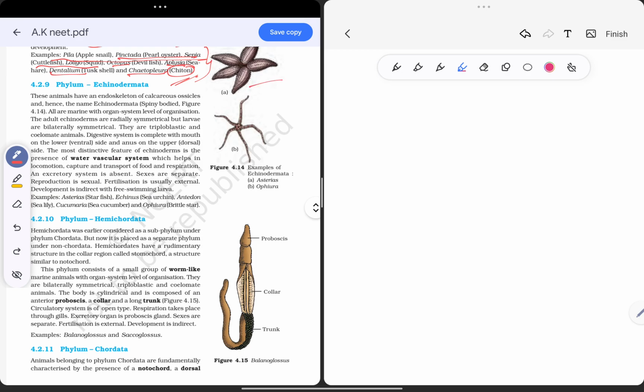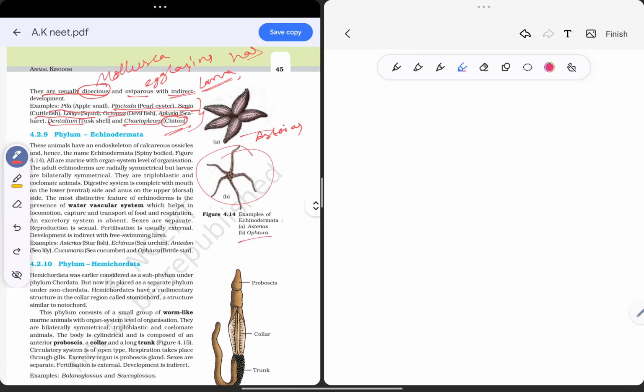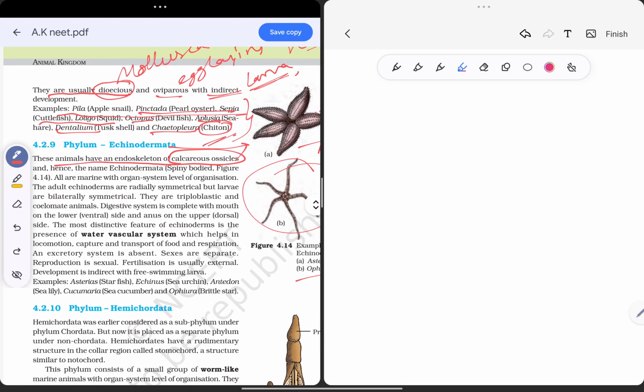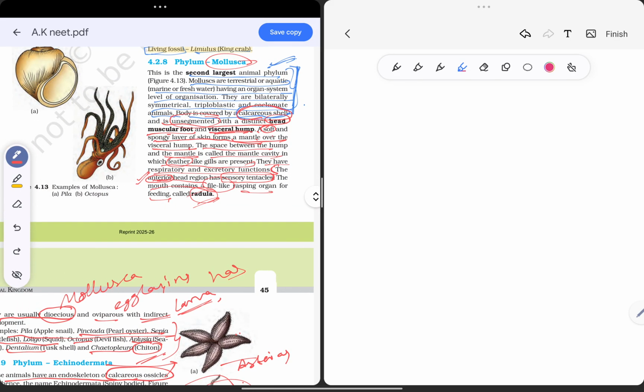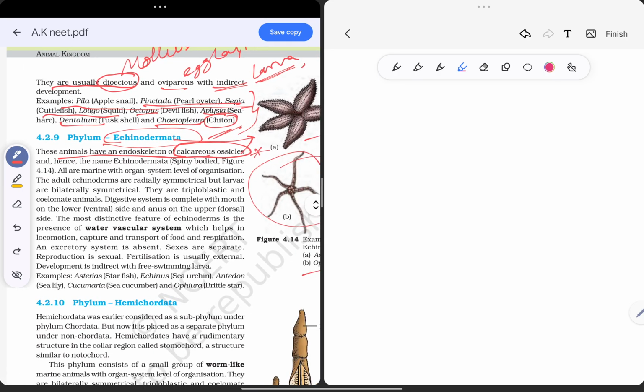The first one, A, is Asterias. The second, B, is Ophiura. These are examples for Echinodermata. Echinodermata are animals with an endoskeleton of calcareous ossicles. Calcareous shell means Mollusca. If they don't say shell, if they say ossicles, then it's Echinodermata. There's a huge difference. The name Echinodermata means spiny body.